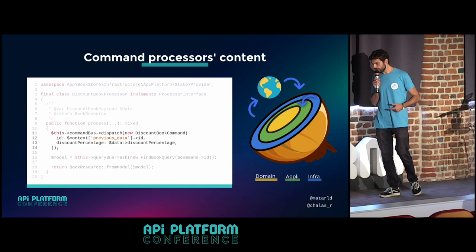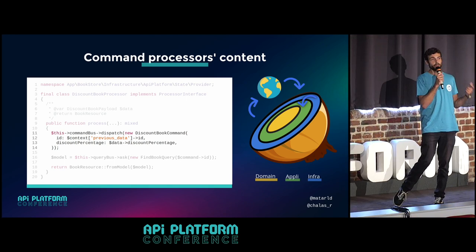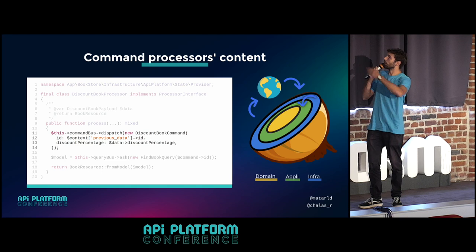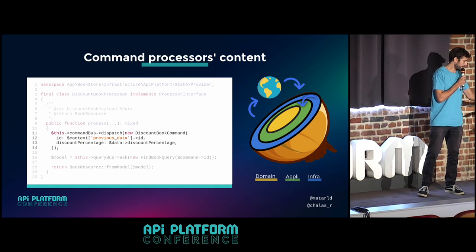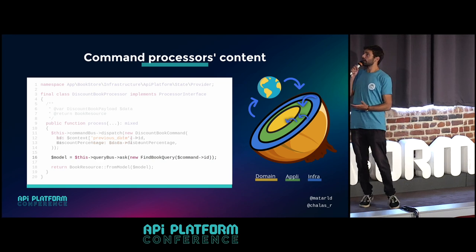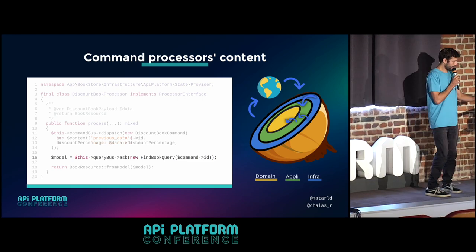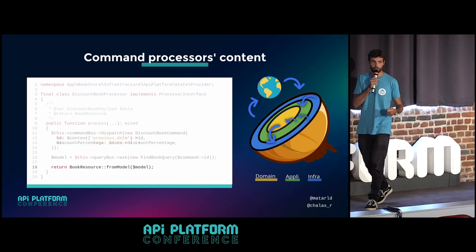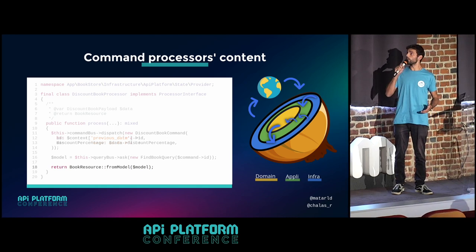Then, like the provider did, our processor needs to handle the use case. That's why it will communicate with the application layer as well, by instantiating a command, here the discount book command, and dispatching it through the command bus. That's the first reach to the application layer. Then it will reach the application layer again in order to fetch back the updated book with the find book query, for example. And of course, API platform needs to work with resources. That's why we convert back the book into a book resource. That's really simple. But we are doing the hexagonal way right here.